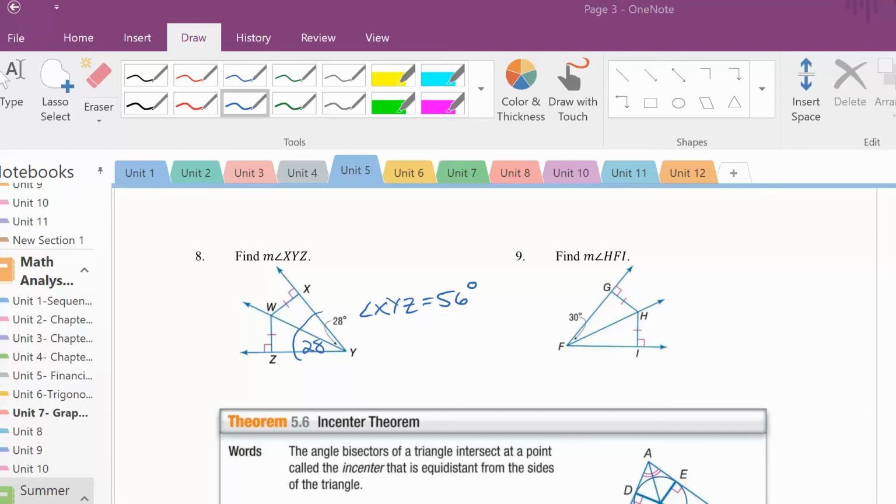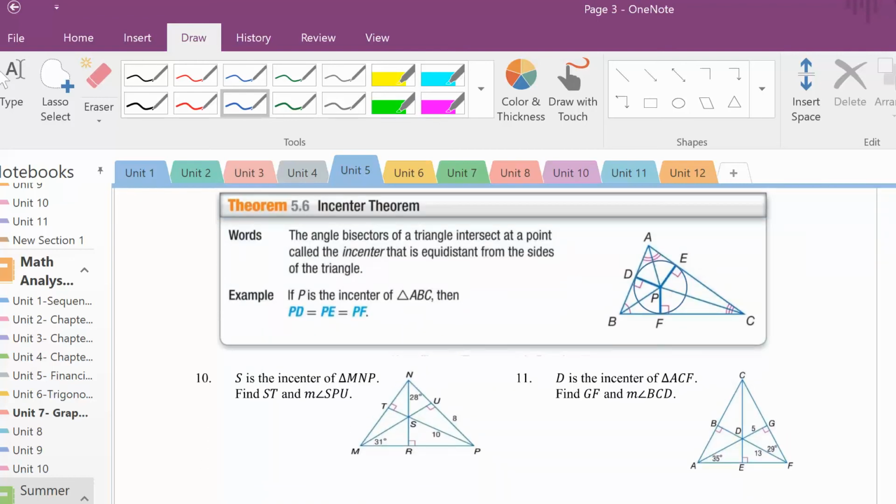All right. So it's equidistant from H. So that means this is 30 and this is 30. So HFI is 30 degrees because HFI is only half of the whole angle.